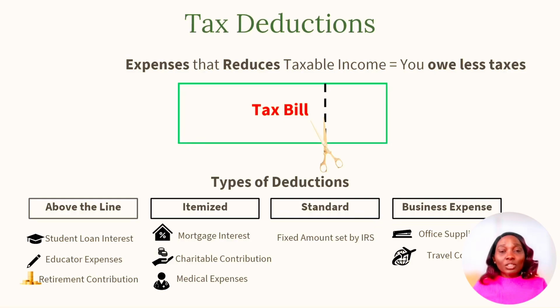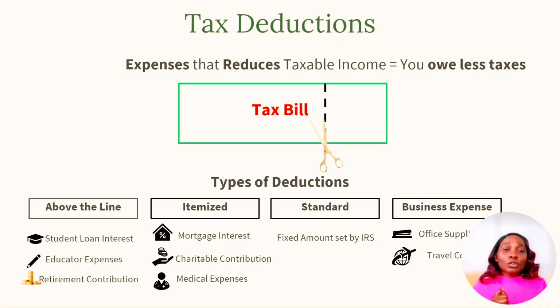Another itemized deduction is medical expenses. Qualified medical and dental expenses that exceed a certain percentage of your adjusted gross income may be deductible. Now, it's important to note that not all taxpayers will benefit from itemizing deductions. Some may find it more advantageous to take the standard deduction, especially if their qualifying expenses do not exceed the standard deduction amount. Taxpayers should compare the total of their itemized deductions to the standard deduction and choose the method that results in the lower taxable income.